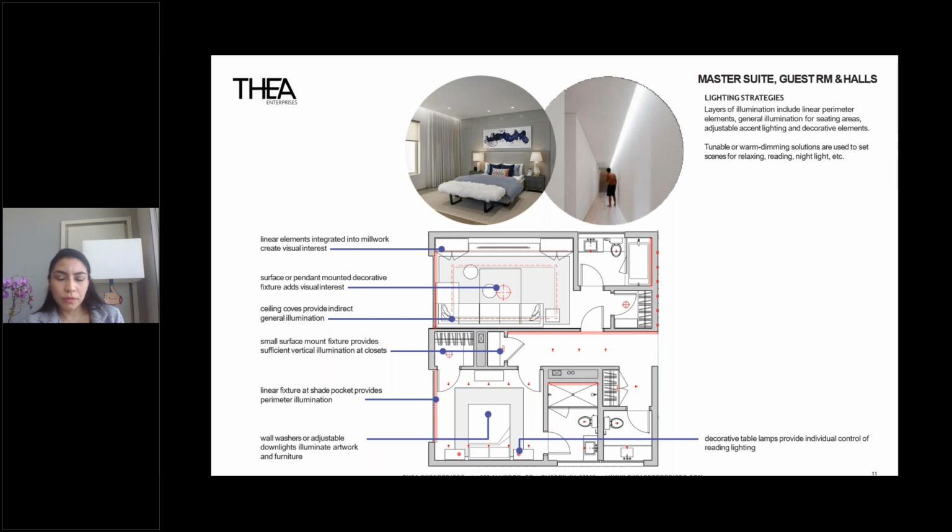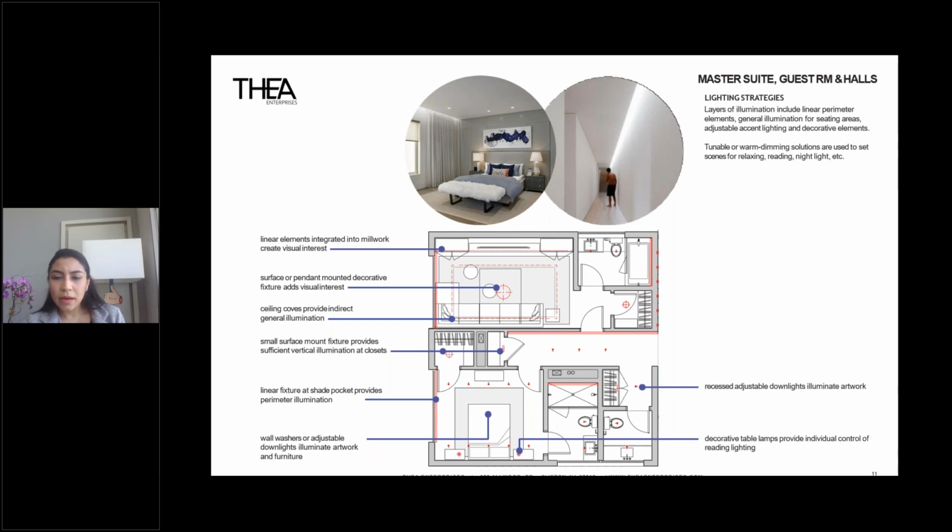And finally, to round off the master bedroom, we have decorative table lamps that are providing individual control of the reading lighting. In this case, I find it very, very useful to have the individual control because people might have different preferences in terms of light levels or color temperature for that.